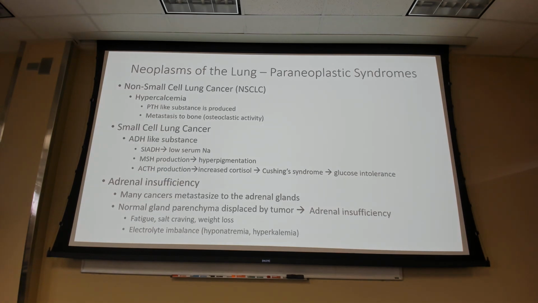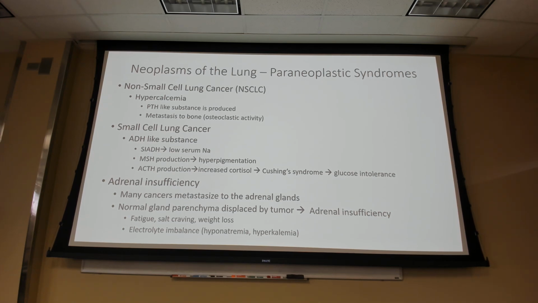So here are some of the syndromes we might see with non-small cell lung cancer. We might see hypercalcemia with these patients. A lot of times they'll be asymptomatic, and we may note this on just a routine laboratory evaluation. This can be a sign of metastasis to the bone, or sometimes a tumor can produce a PTH-like substance as well.